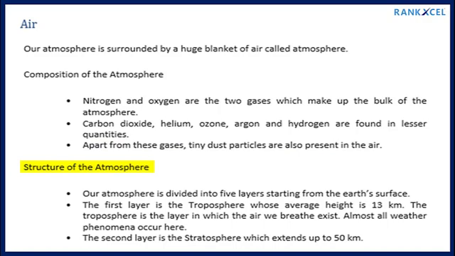Structure of the atmosphere. Our atmosphere is divided into 5 layers starting from the Earth's surface. The first layer is the troposphere, whose average height is 13 km. The troposphere is the layer in which the air we breathe exists. Almost all weather phenomena occur here. The second layer is the stratosphere, which extends up to 50 km.